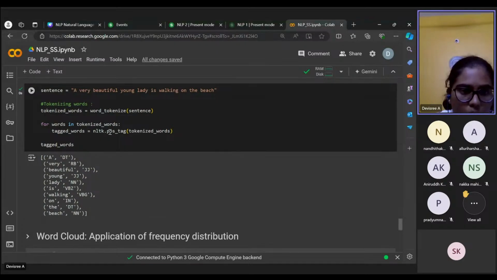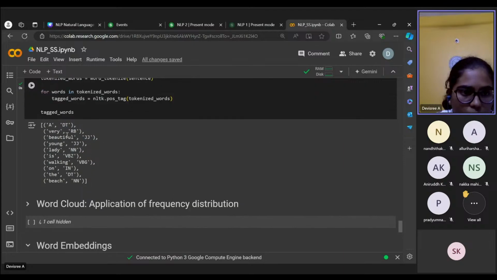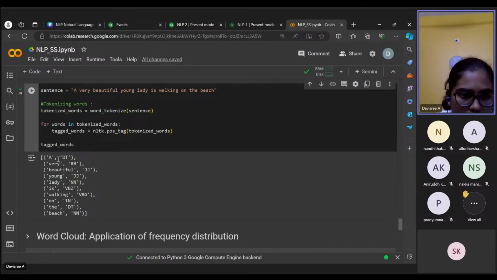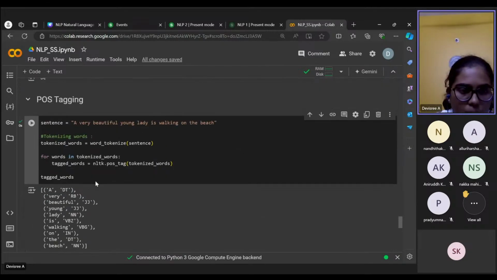And then you do POS tagging, NLTK POS tag, for all the tokens. When you print that, you see it has performed the POS tagging for each of the tokens over here. It returns a tuple of the given word and its POS tag. So this is the application of POS tagging.